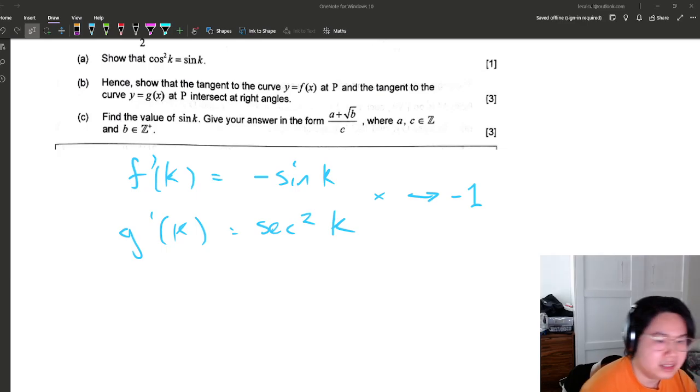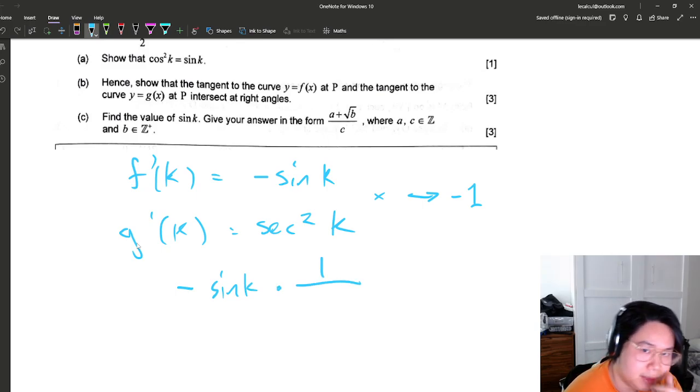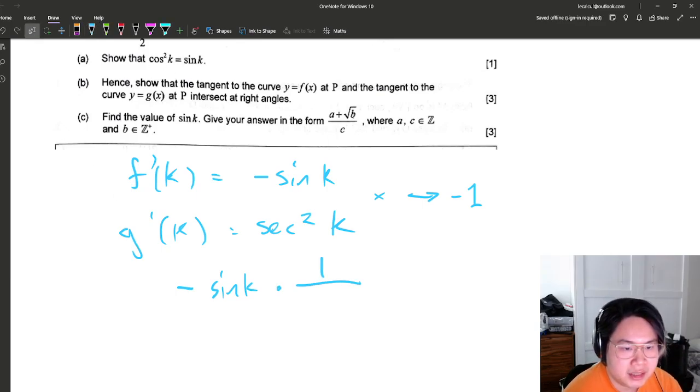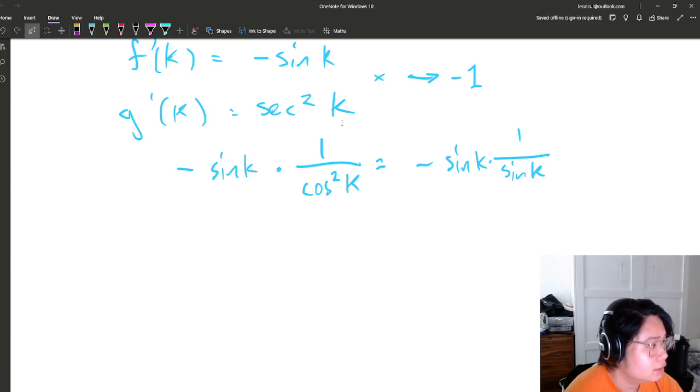Okay, so from there, it says hence, so you're going to use part A. Hopefully you can see where there's a cosine squared, because secant squared is just the reciprocal right there. And then we can use part A, and then these clearly are equal to negative 1. So you know they're perpendicular.